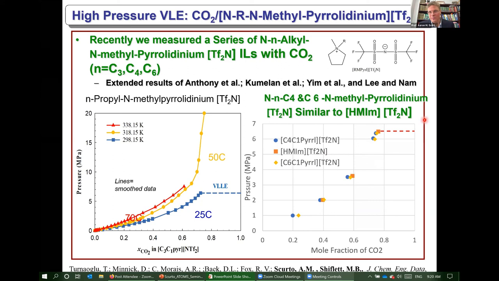So it appears that the anion has a very large effect both on the phase behavior, but also the quantitative phase equilibrium that you get for these particular systems.